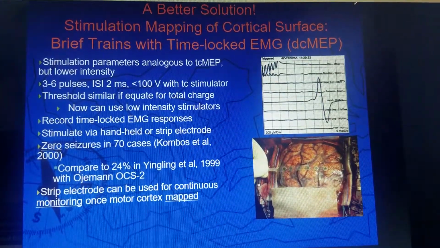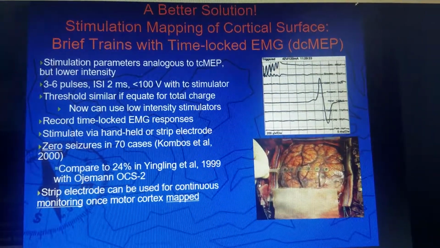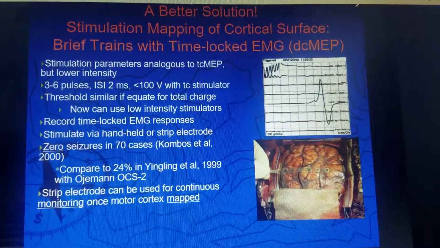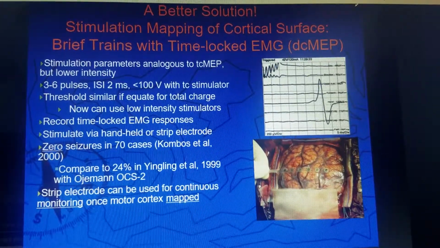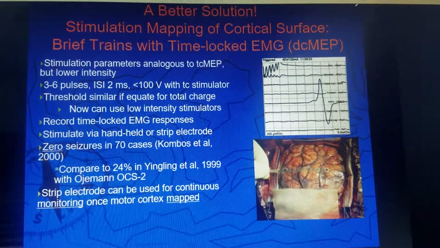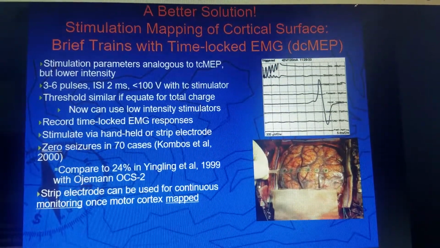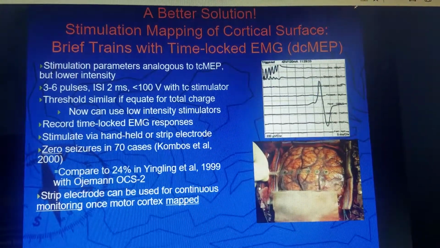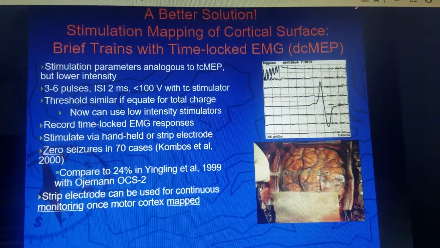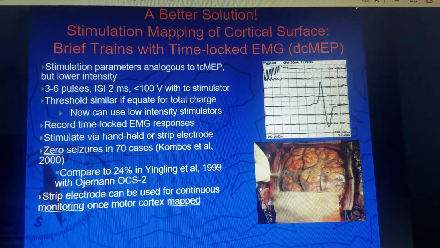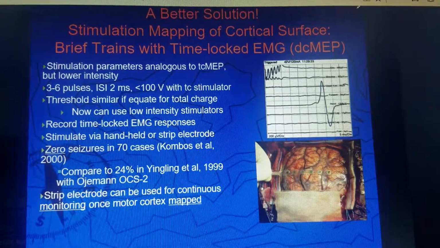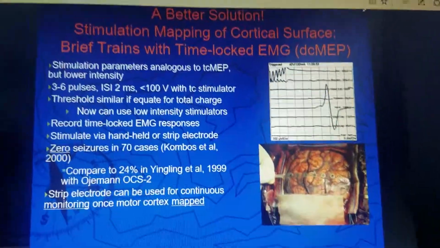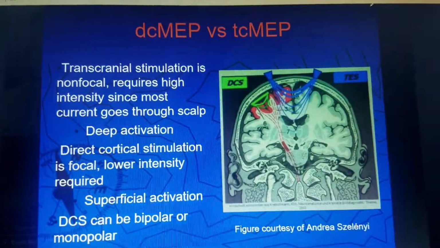And of course, the advantage is that once you have located the central sulcus and are using this technique, you can lay this electrode down over the motor cortex. The surgeon's obviously not going to go through the motor cortex, so that electrode can just stay there during the entire procedure. And now you can periodically trigger a direct cortical motor evoked potential, and now you're using the same electrode that you mapped with for continuous monitoring during the entire time of tumor resection.